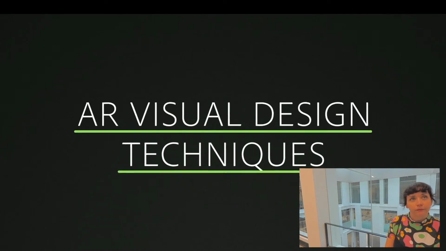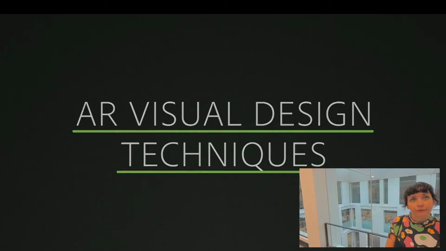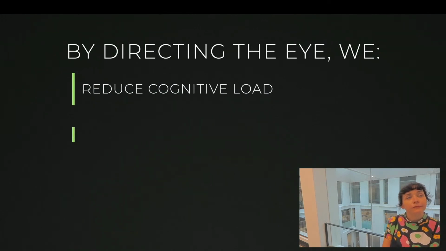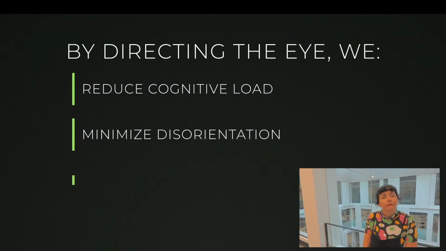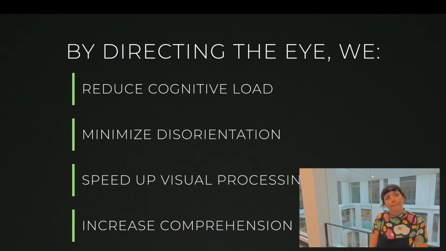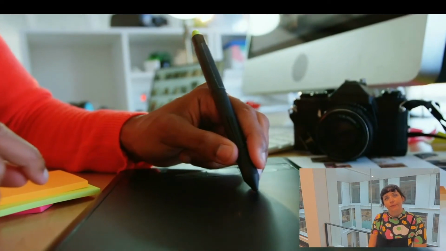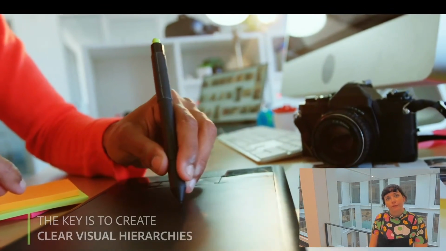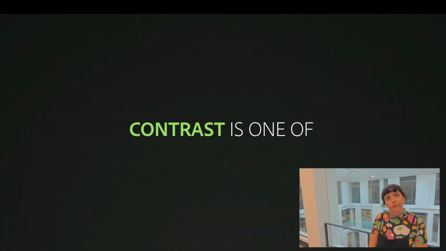Directing the eye in 3D space has some unique challenges, but when we do it successfully, we reduce cognitive load, minimize disorientation, speed up visual processing, and increase comprehension. Luckily, there is a wealth of visual design knowledge that we can draw from. The key is to create clear visual hierarchies so your participant always knows where to look.